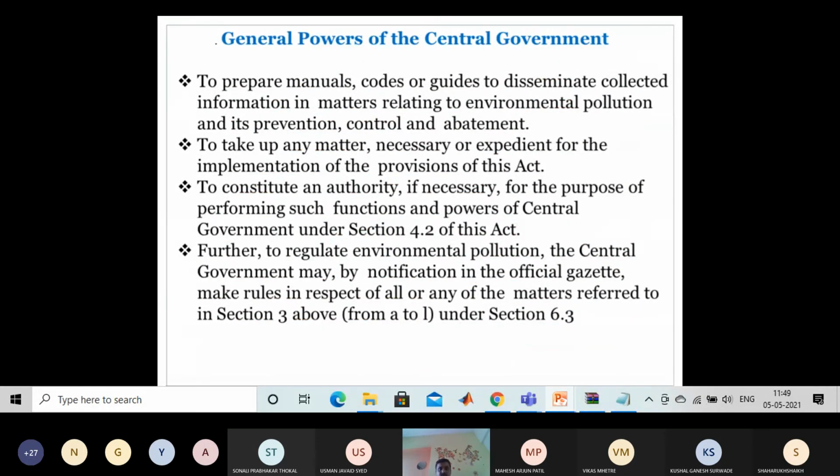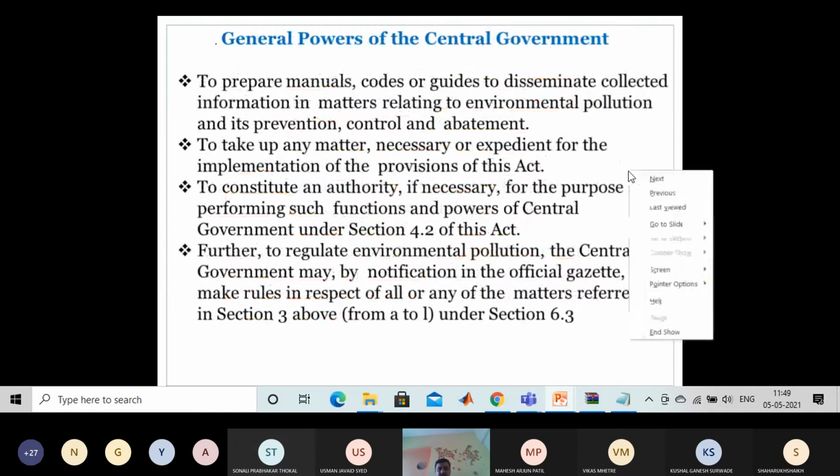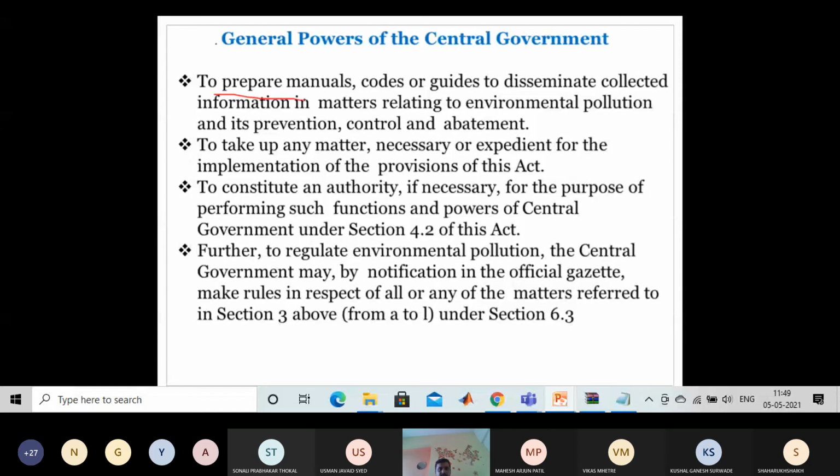So next is the general power of the central government. The next power is to prepare manuals, codes, and guides, to disseminate collected information related to environmental pollution and its prevention, control, and abatement. Means what? Naturally, once you have the database of all the research and testing, by considering the testing they prepare the manual on how to treat, and decide the codes and guides to disseminate the correct information. From those manuals, common people also understand what the effluent standard for that wastewater is. Those manuals are available free of cost on the website. You can download and see what the limits are.